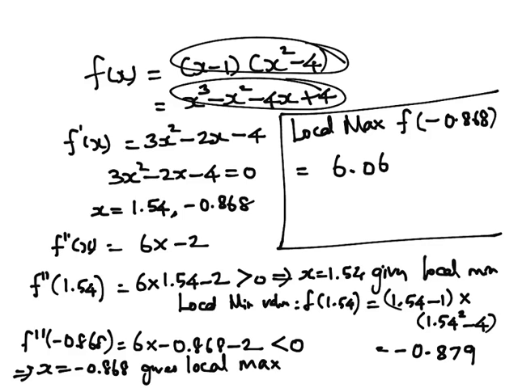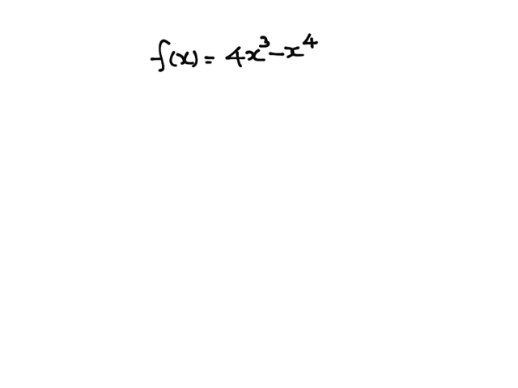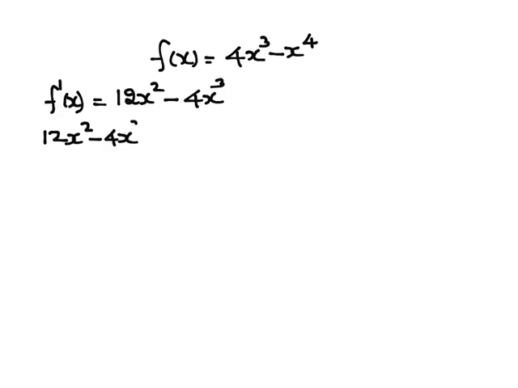Very simple. Okay, now last problem for this video. Let us consider this problem, students. f(x) = 4x cubed minus x power 4. Let me find the first derivative. f'(x) equals 12x squared minus 4x cubed. I have to find the stationary points. Let me equate the first derivative to 0. So 12x squared minus 4x cubed equals 0.